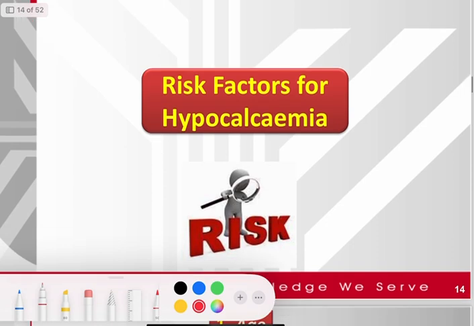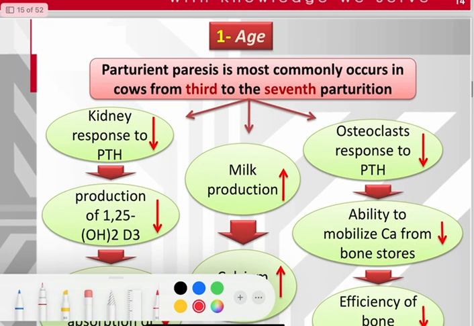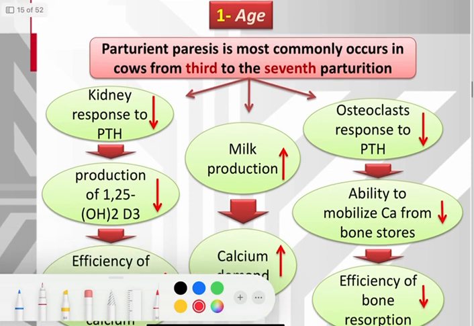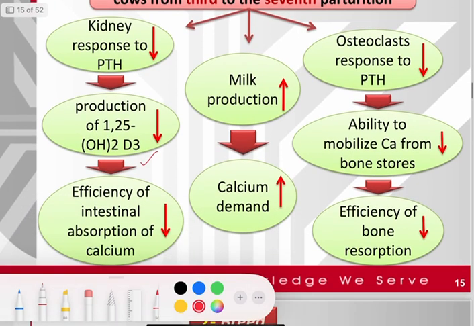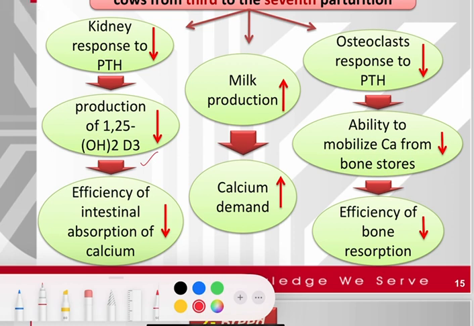So what are the risk factors for hypocalcemia? First of all, we'll come to age. During the 3rd to 7th parturition, as the animal becomes older, the kidney response to parathyroid hormone decreases, which causes decreased production of vitamin D3, which will decrease the efficiency of intestinal absorption of calcium. Means calcium will be absorbed in lesser quantities as age increases. And due to increase in milk production, calcium demands will obviously increase because calcium is lost in the milk.